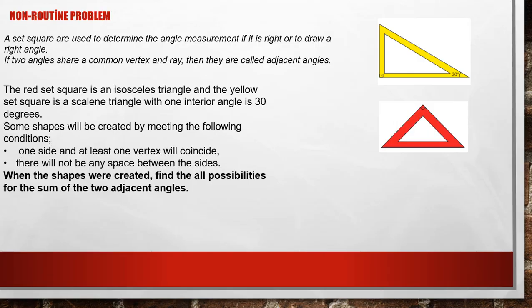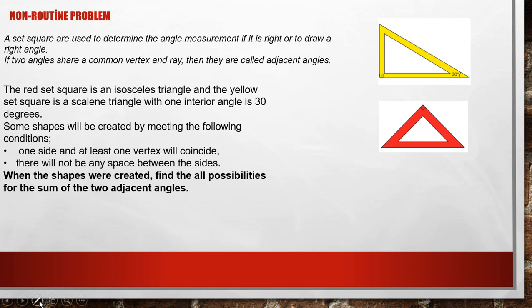The non-routine problem. A set square is used to determine if an angle measurement is right or to draw a right angle. If two angles share a common vertex and ray, then they are called adjacent angles. The red set square is an isosceles triangle and the yellow set square is a scalene triangle with one interior angle of 30 degrees. Some shapes will be created by meeting the following conditions. One side and at least one vertex will coincide. There will not be any space between the sides. When the shapes are created, find all possibilities for the sum of the two adjacent angles.